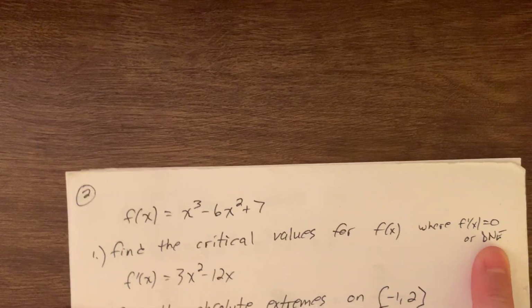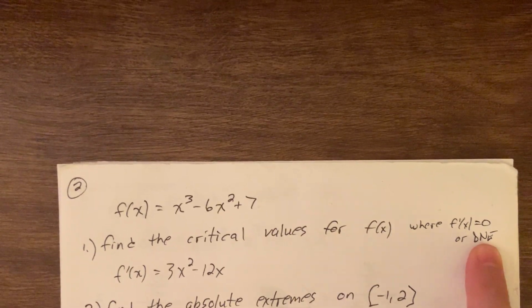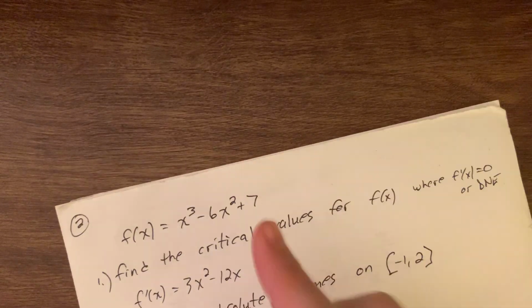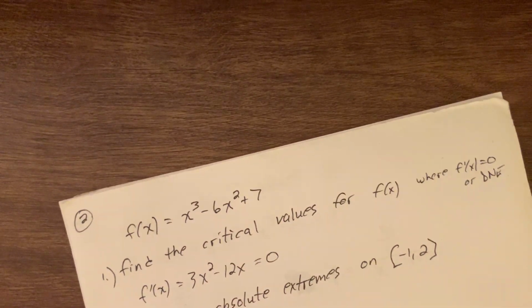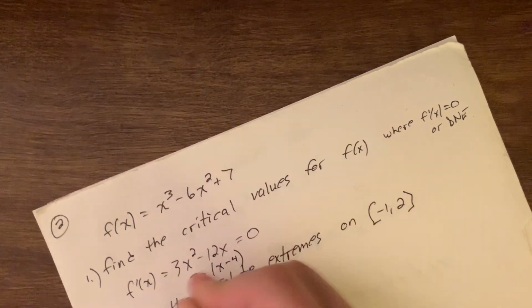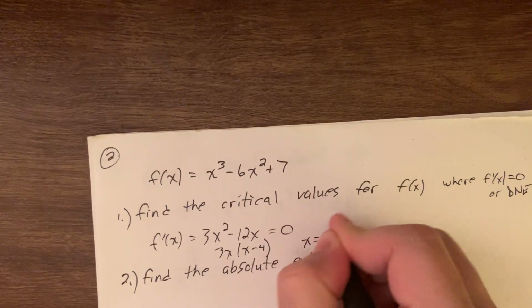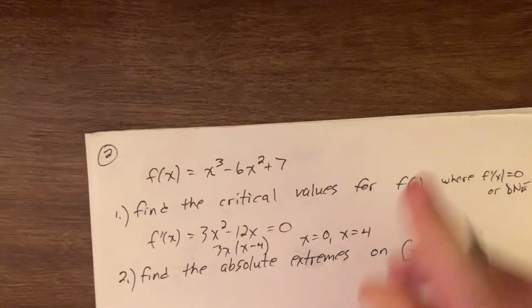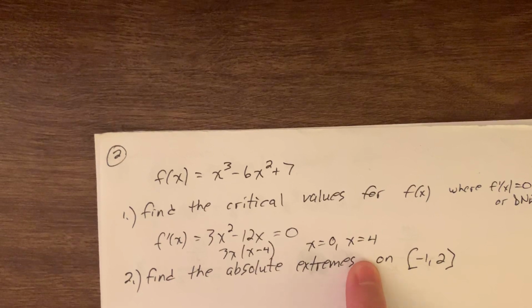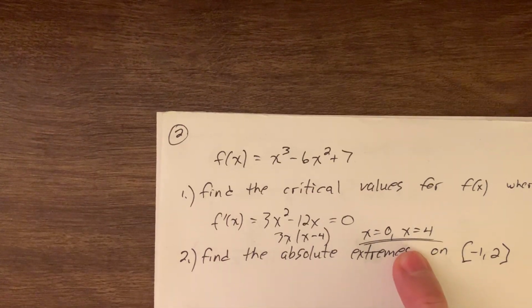I don't have to worry about the derivative does not exist. We don't have any denominators to worry about here, so I'm only going to worry about where it equals 0, and I'll set it equals 0 to find that, and solve. Remember, very similar. We've done this with horizontal tangent line problems. So I get two answers, x equals 0 and x equals 4. And those are our critical values.